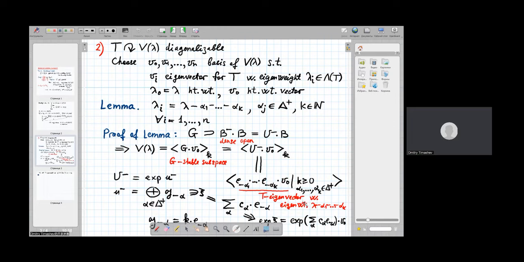So we conclude that all of the T eigenvectors are of this form because the span of these vectors is the whole space, right? Well, I cannot say that all of T eigenvectors are of this form, because some of these T eigenvectors may have the same weight, and then we can take the sum of these vectors, and it will still be a T eigenvector. But what we can say is that V lambda is spanned by T eigenvectors of this form. And this means that all eigenweights are of this form. And we can choose a basis of my vector space V of lambda from these vectors. This is what we can say. Okay?